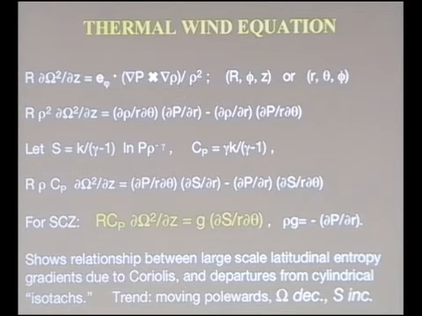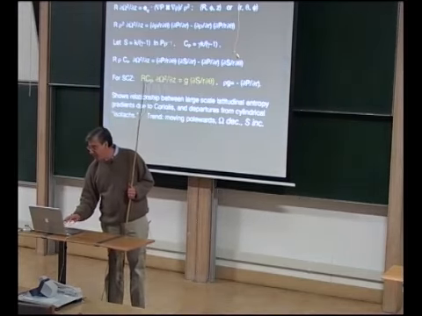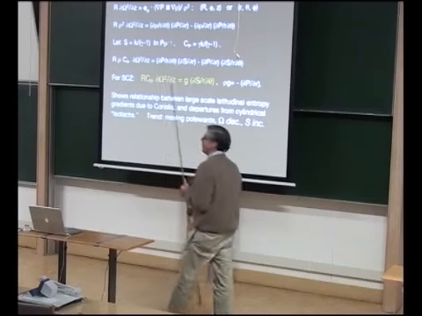So that R is cylindrical R. Capital R is cylindrical R, always. Okay, so the lowercase r is always spherical R. And phi, of course, tends to increase in the opposite direction that z does.